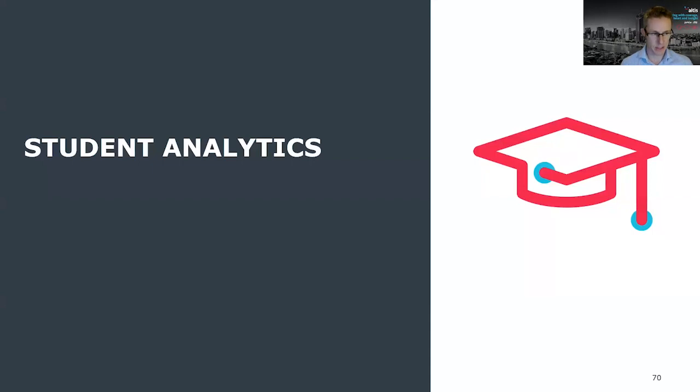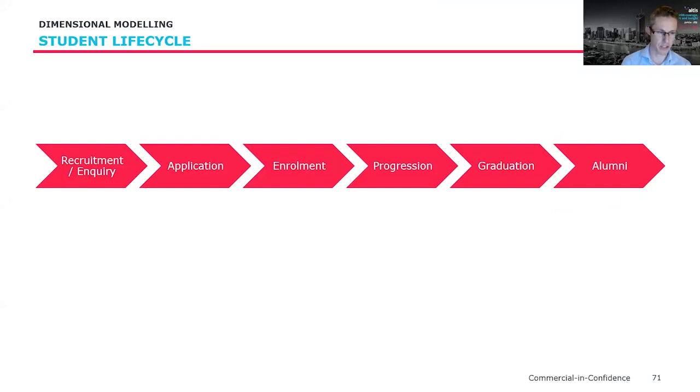Okay, so that's dimensional modeling in a nutshell. It's been a bit of a whistle-stop tour. If we now turn our focus to student analytics. If we think about our student life cycle, it starts off with our student recruitment inquiry phase, moving on to application and admissions, then to enrollment, progression, graduation, and finally onto alumni.